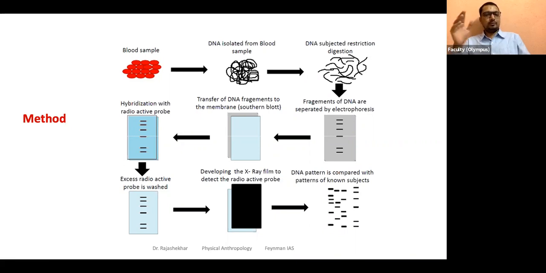Both are blotting techniques. Both require transferring fragments, in this case DNA fragments, from the gel to a membrane. So you take a membrane, you take this electrophoresis gel, you put them together like this and you apply current. These fragments will move to the membrane. And there you blot it. Blotting in the sense you dry it, you fix it. Southern blotting deals with the DNA material. Western blotting deals with the protein material.